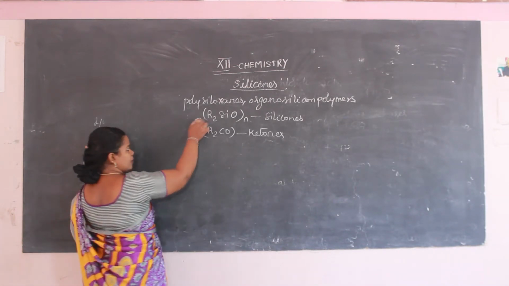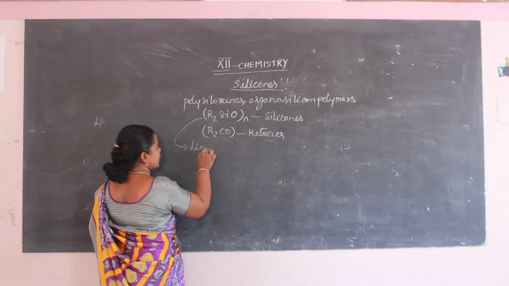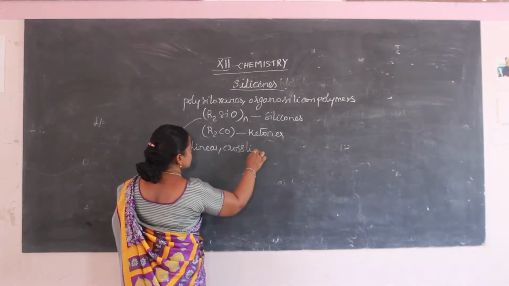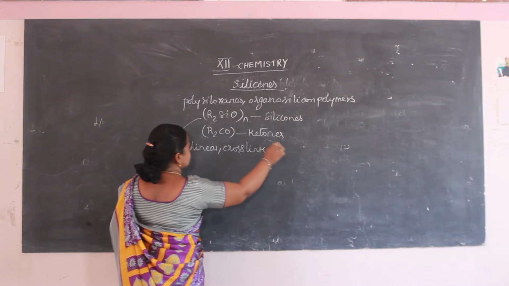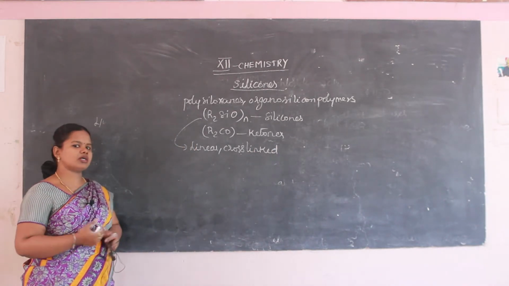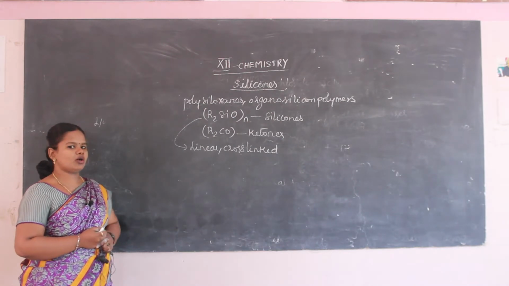Silicones may be linear or cross-linked. So the silicone structure can be linear or cross-linked.